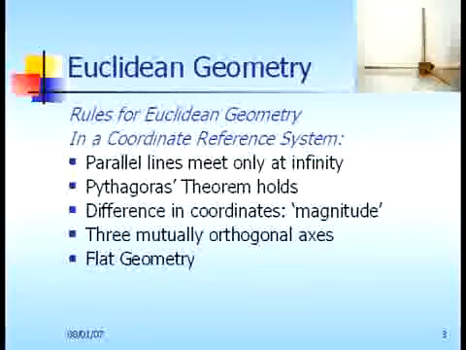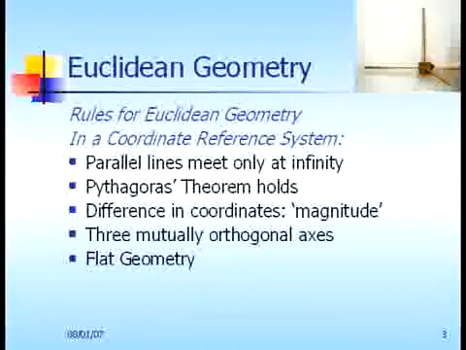First of all, Euclidean geometry. The rules for a Euclidean geometry in a coordinate reference system are as follows. Firstly, the parallel lines meet only at infinity. Pythagoras' theorem holds, wherein the sum of the squares of the sides of a right triangle is equal to the square of the side of the hypotenuse. The difference in coordinates is what we call the magnitude. It has three mutually orthogonal axes. Lastly, this kind of geometry is called a flat geometry.